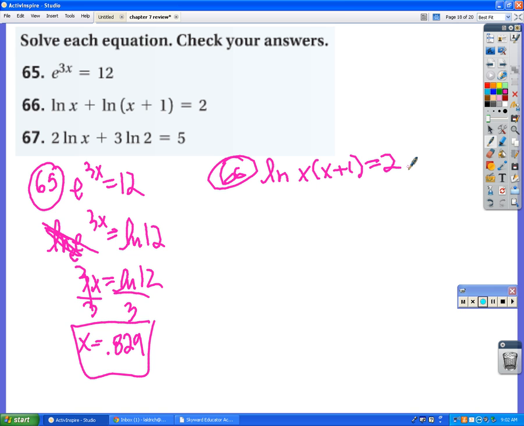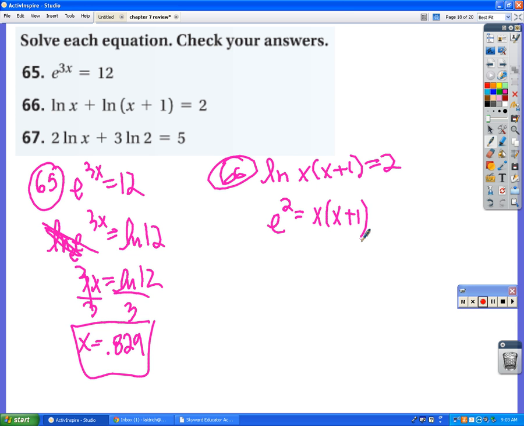Log is the inverse of an exponent, meaning the base number to the power equals whatever it equals. So this is what a log means: this number to this power equals this. So e squared equals that. The base of natural log is e. Got it?